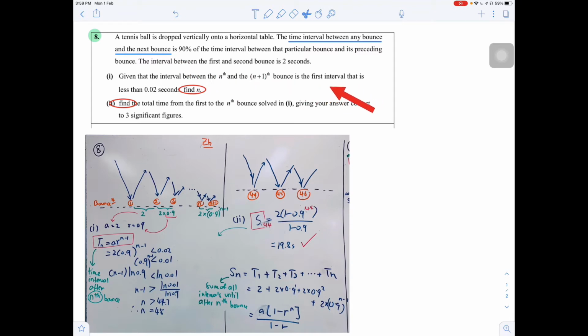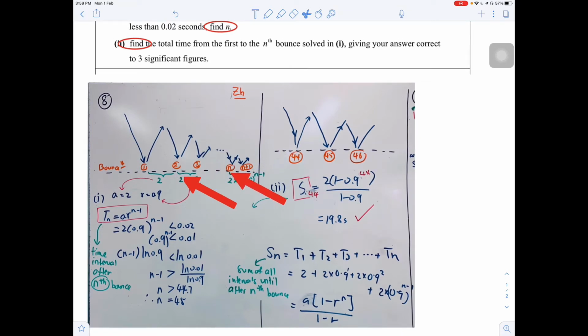Further information is that the time interval between any bounce and the next one is 90% of the time interval between that particular bounce and its preceding bounce. So if the interval between the first bounce and the second bounce, as you see in the diagram, is 2 seconds, then between the second bounce and the third bounce will be 90% of that 2 seconds. You can continue drawing the diagram until the nth bounce.